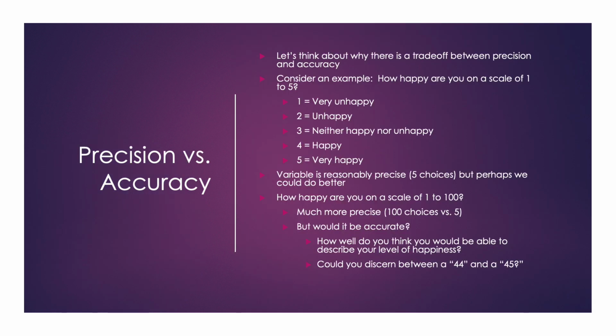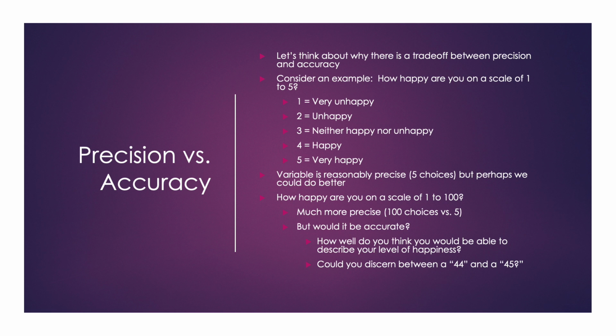So what's the trade-off between precision and accuracy? Let's consider the following example. If I asked, how happy are you on a scale of 1 to 5, 1 being very unhappy and 5 being very happy, this variable's pretty reasonably precise. You have 5 different choices, but maybe we could do a little better.